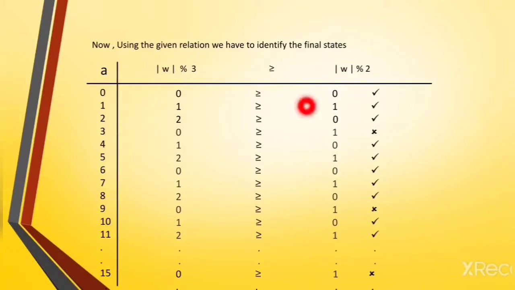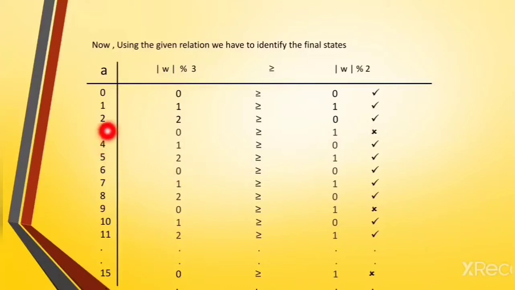In any string or word W, the number of A's can be 0, 1, 2, 3 and so on, and we have to check whether this condition is satisfied or not. If A equals 2, that is W equals 2, then 2 mod 3 gives the value 2, and 2 mod 2 gives the value 0. The condition becomes 2 is greater than or equal to 0. It satisfies the given condition.